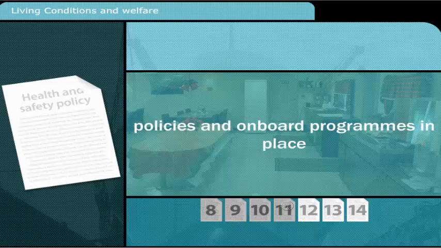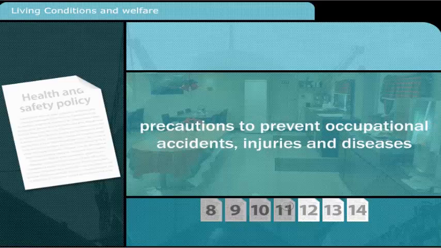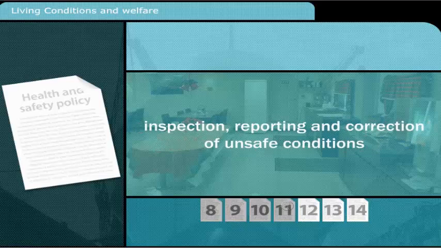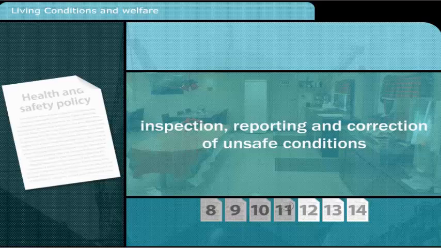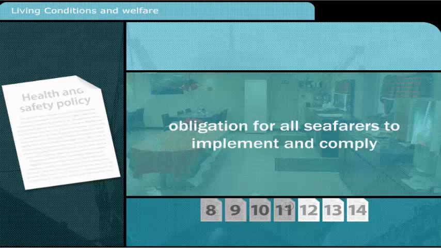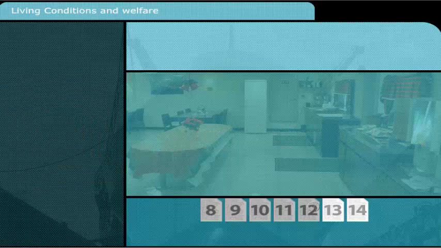The standard for this regulation includes the requirement to have policies and onboard programs in place covering occupational health and safety, and for precautions to be in place to prevent occupational accidents, injuries and diseases, and to have systems for inspecting, reporting and correcting unsafe conditions, and also states the obligation for all seafarers to implement and comply with these policies. The policies and programs must be continually reviewed, taking into account experience gained and technological advances.